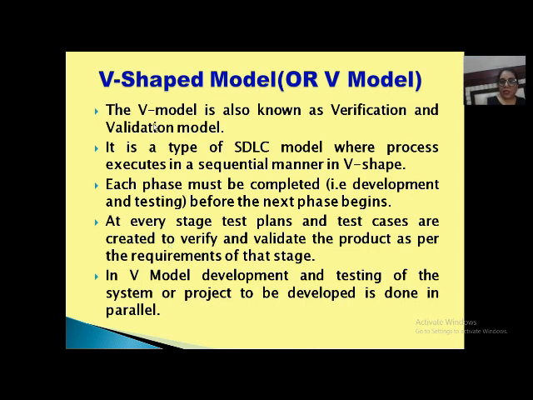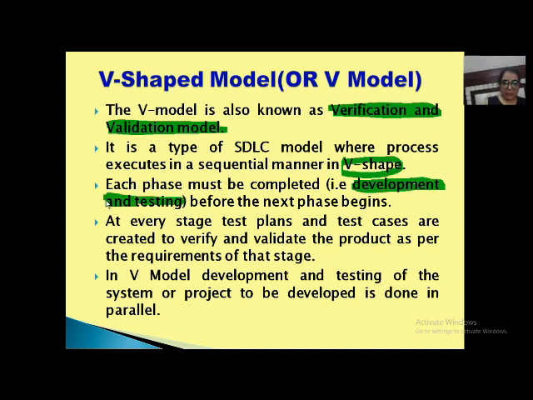Now the V-shaped model. The V model is also called the verification and validation model. It is a type of SDLC model where the process executes in a sequential manner in a V shape. It is a sequential model only, but the order is V shape. You have a V-shaped model here. Each phase, that is development and testing, must be completed before the next phase begins. I am highlighting here development and testing because they both go in parallel: at the development side you have verification being done, and at the testing side you have validation to be done.